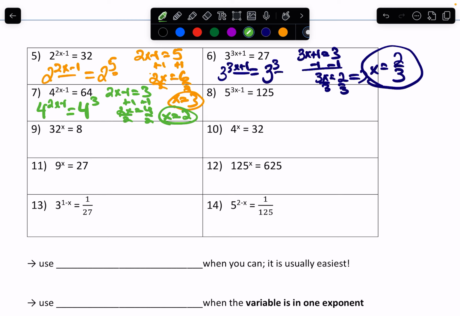Number 8, we have a base 5 and an exponent 3x minus 1. So we're going to rewrite 125 with the base 5. So it's 5 to the power of 3. And again, our bases are the same. So we're going to set the exponents equal: 3x minus 1 equals 3. Add 1, and we get 3x equals 4. And divide by 3, we get x equals 4/3.